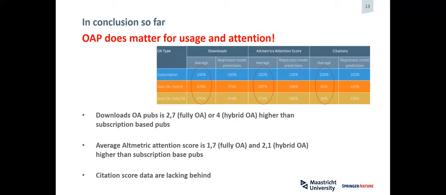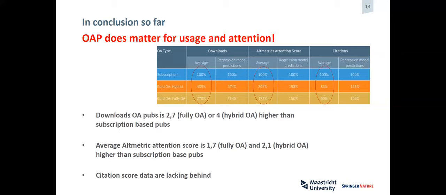Okay, thank you, Timon, for the first part of this presentation and Martin for chairing this very interesting session. And after Timon's presentation, we already can conclude that open access publishing really matters because there is an enormous uptake of OA content by the audience.